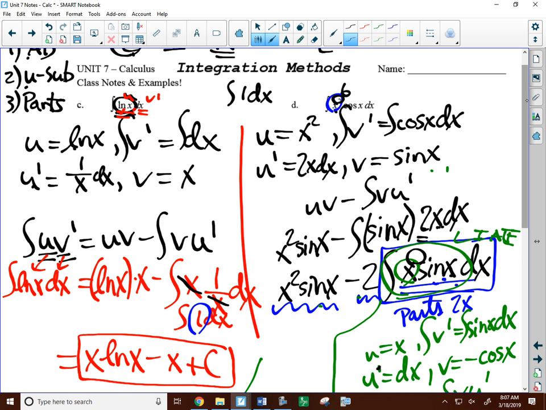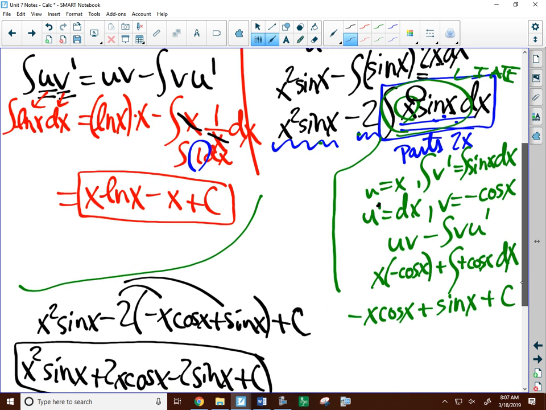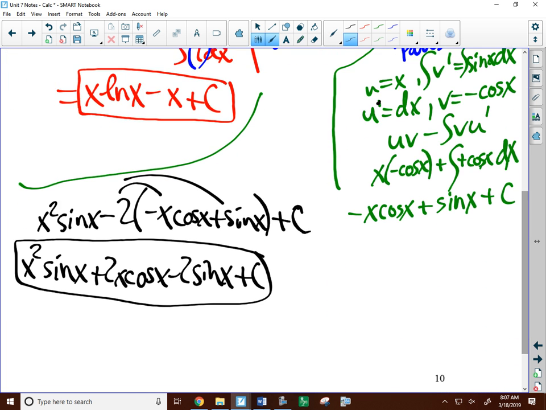So. Anyways, how are we doing on that one? Any thoughts in general about integration by parts?